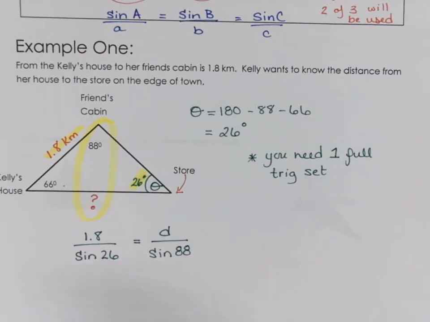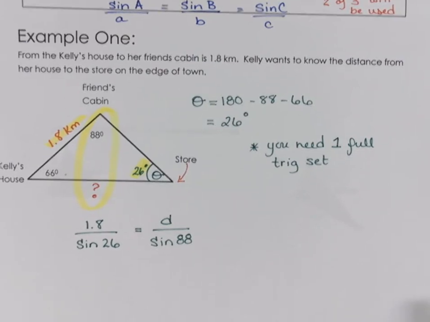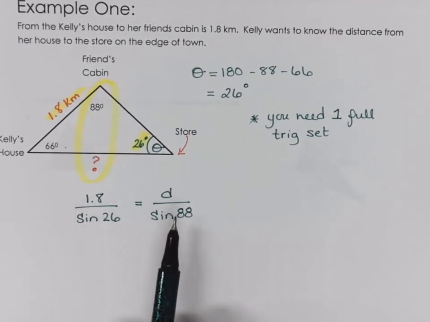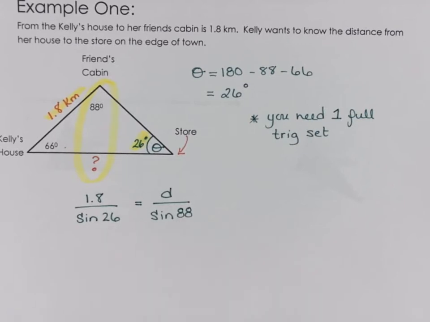Okay, so you need one full trig set. Because if you don't use this full trig set, you'll have too many variables and you won't be able to solve. All right, so now we're going to isolate D. We're going to get D by itself. What I would suggest is you don't go to your calculator until the final step, because you don't round until your final answer. There's a fraction on the left-hand side and a single fraction on the right-hand side. We can go ahead and cross-multiply. This is the only place we can cross-multiply.